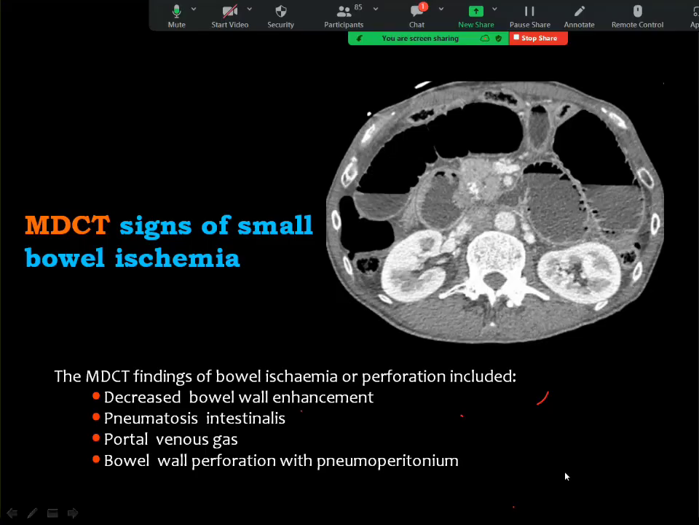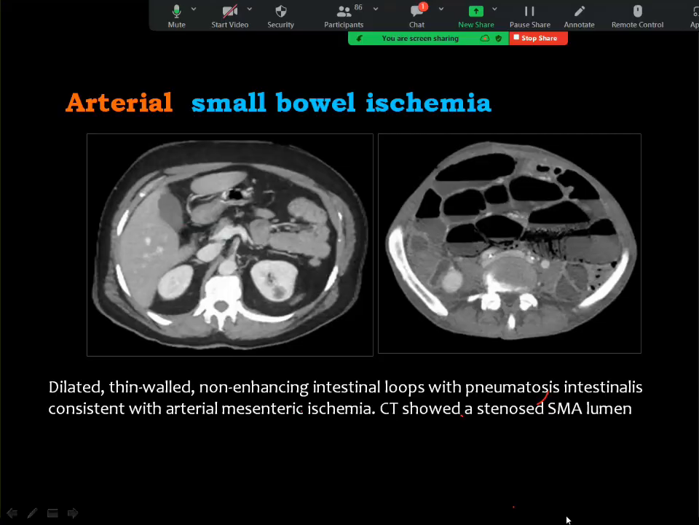Then you may have a small bowel ischemia due to venous occlusion or due to arterial occlusion. Whenever the ischemia is due to venous occlusion, then you got decreased bowel wall enhancement. You may get an edematous wall because the vein is obstructed and the artery is patent. You got pneumatosis intestinalis, air in the wall of the intestine. You got portal venous gas, which is a very bad sign. Then you may got perforation and pneumoperitoneum.